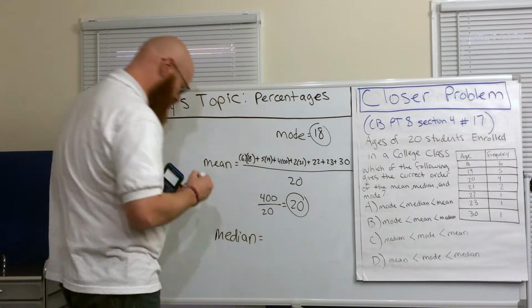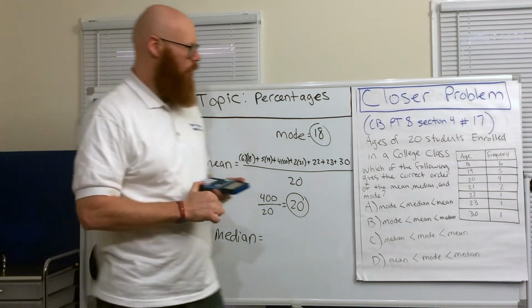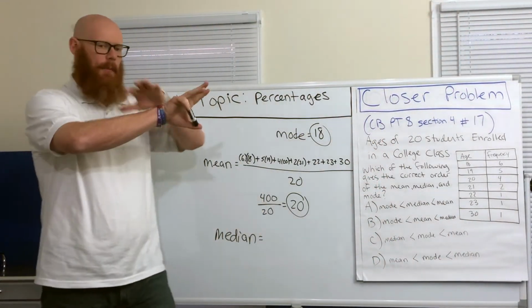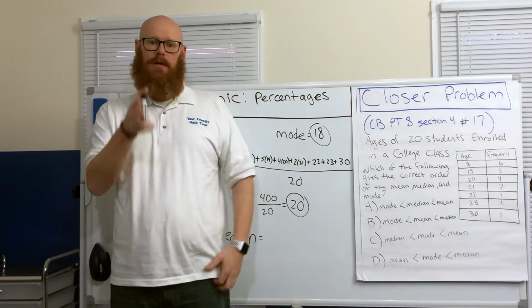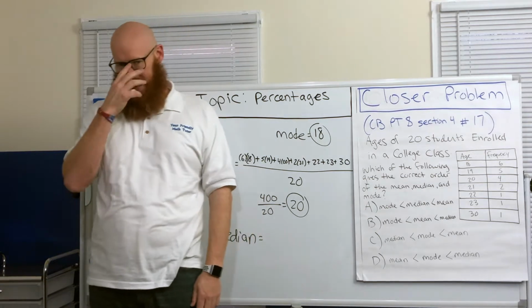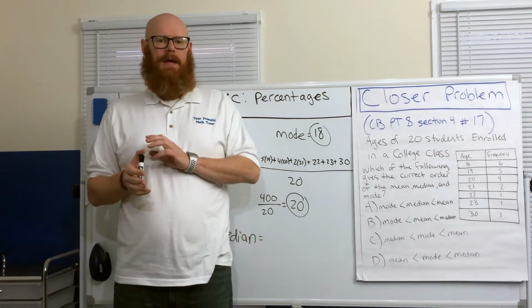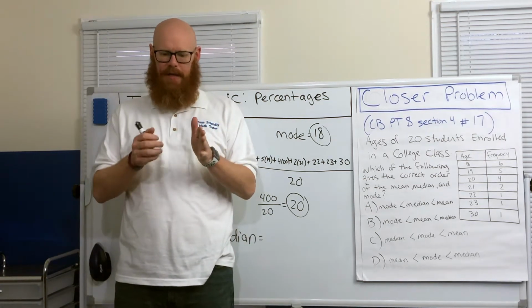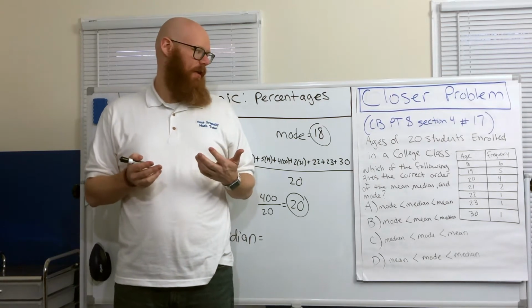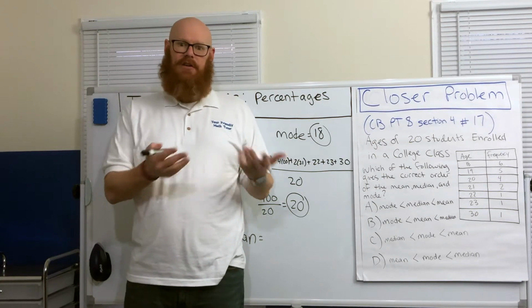Now, the median is just the middle number. If we have 20 students and we lined up 20 students, you want to picture the student in the middle. Just do 20 divided by 2, which is 10. So the median would be between the 10th person and the 11th person. So we just have to figure out basically which age that would be.